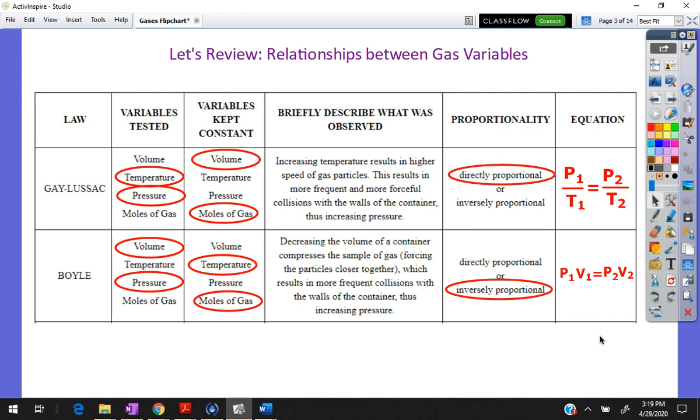For Boyle's law, we looked at the relationship between pressure and volume. This is the only indirect or inverse relationship. When pressure goes up, volume goes down. When volume goes up, pressure goes down. The equation for this is P1 times V1 equals P2 times V2. By decreasing the volume of a container, we compress our sample of gas, and that forces the particles closer together. Since they have less space to move around, there will be more frequent collisions with the wall of the container, thus increasing the pressure.